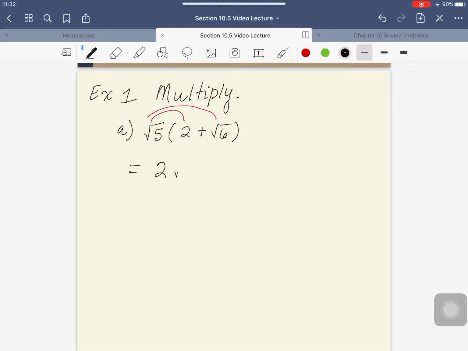So that'll be 2 square root of 5. You write it this way because they're not like terms, but you can combine that radical. So that would be the square root of 30. You don't have any perfect squares within the square root of 30, so that would be the final answer.